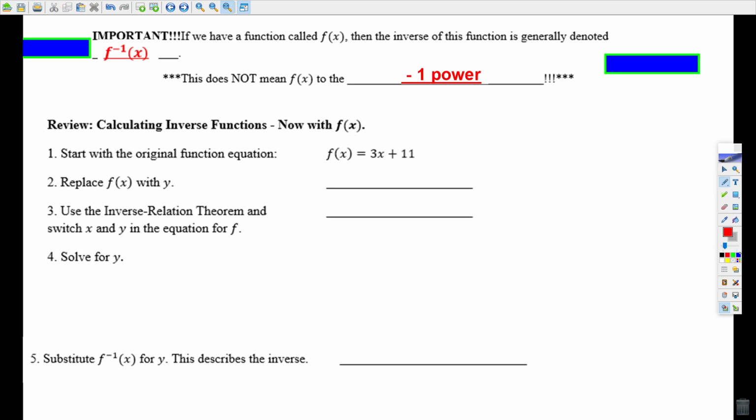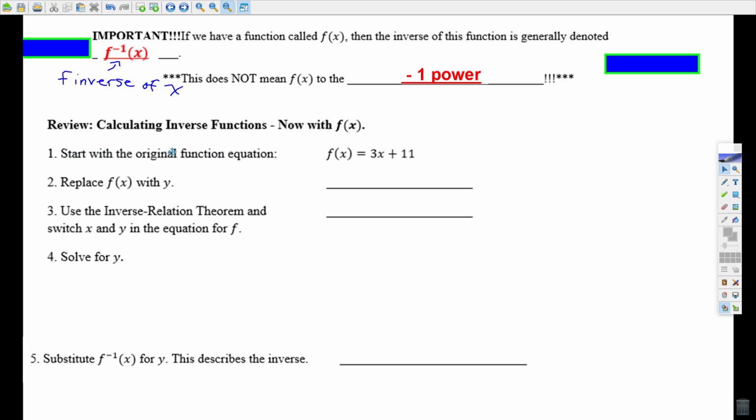But what it does mean, and I should probably write this in here, if you're reading this, it's f inverse of x. So you would say f inverse of x. So don't freak out when we use this notation, because it's just the same thing as just saying the inverse of x. We never had any notation up until now, but now we're going to be starting to use it. So let's go through an example.